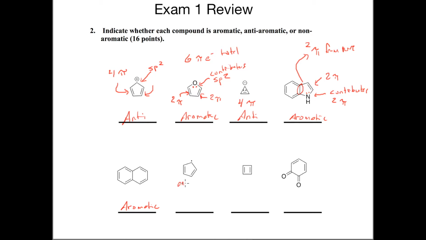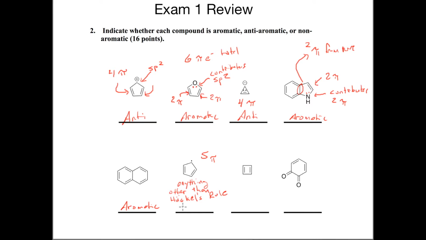And then finally, this one with the radical. This is one of the ones that we did in class. And notice that we said anything really pretty much that doesn't fit the 4n plus 2 pi electrons. This one then has 5. Then basically what we said is if it doesn't fit Huckel's rule, then we're going to go ahead and say that this one is anti-aromatic because we have 5 pi electrons here.